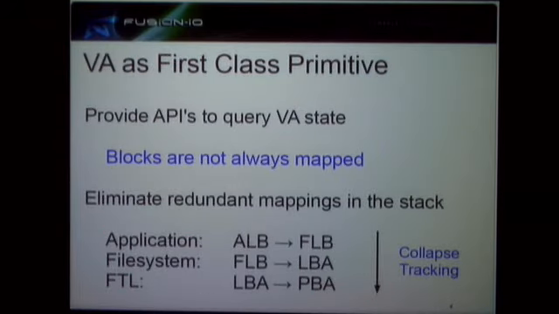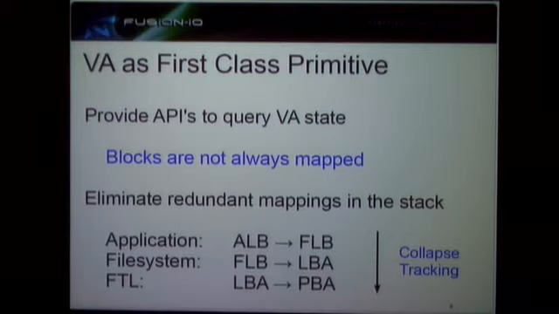And so the proposal that we're making is that we should probably start thinking about storage as something that is virtually addressed, as a first-class primitive. We want to provide APIs that allow you to query into the FTL to find out whether blocks are mapped or not and other properties about them. So the reason we want to expose this, not only for performance querying, is that it allows us, in the case of this talk, to eliminate redundant mappings within the stack.